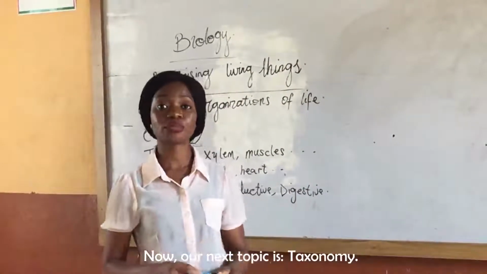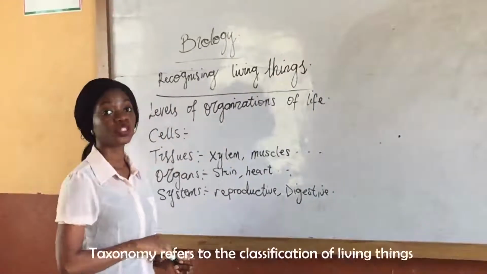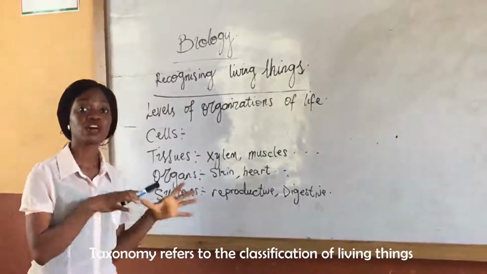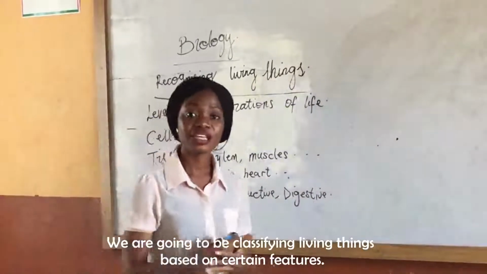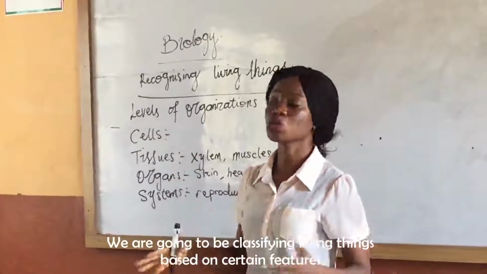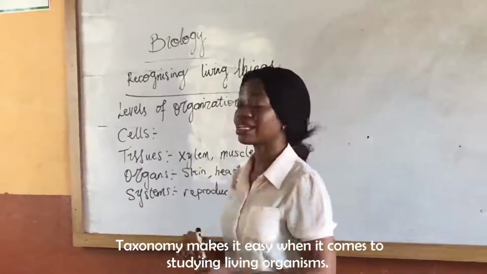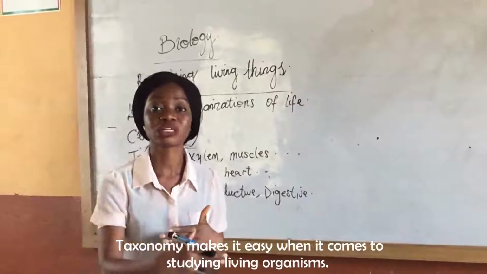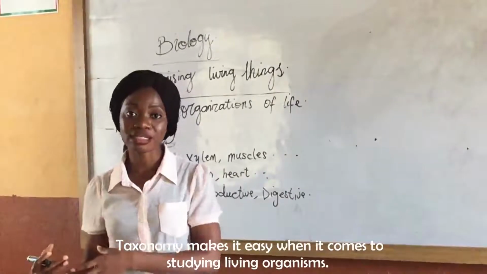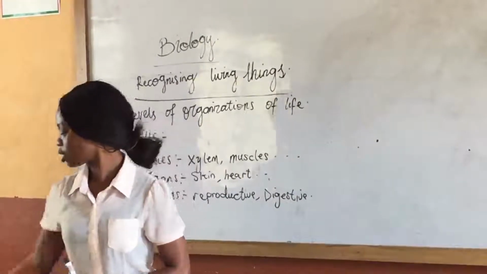So our next topic will be what? Taxonomy, which is the classification of living things. We're going to classify living things based on certain groups. One thing taxonomy does is that it makes it easy when it comes to studying living organisms. All right, so we're going to taxonomy.